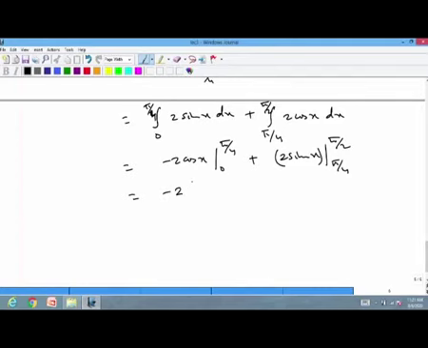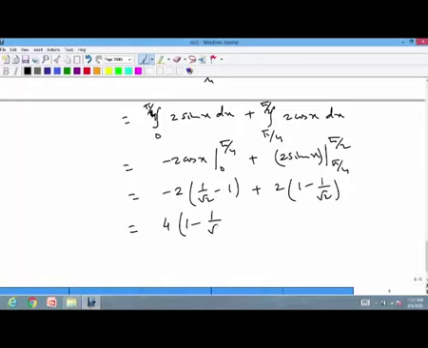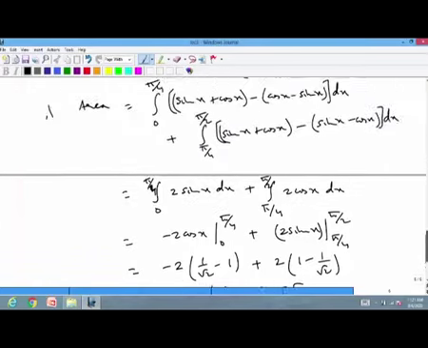minus 2 into 1 by root 2 minus cos 0, which is 1, plus 2 times sin pi by 2, which is 1, minus sin pi by 4, which is 1 by root 2. So, this is equal to 4 times 1 minus 1 by root 2, or 4 minus 2 root 2. So, this is the required area.